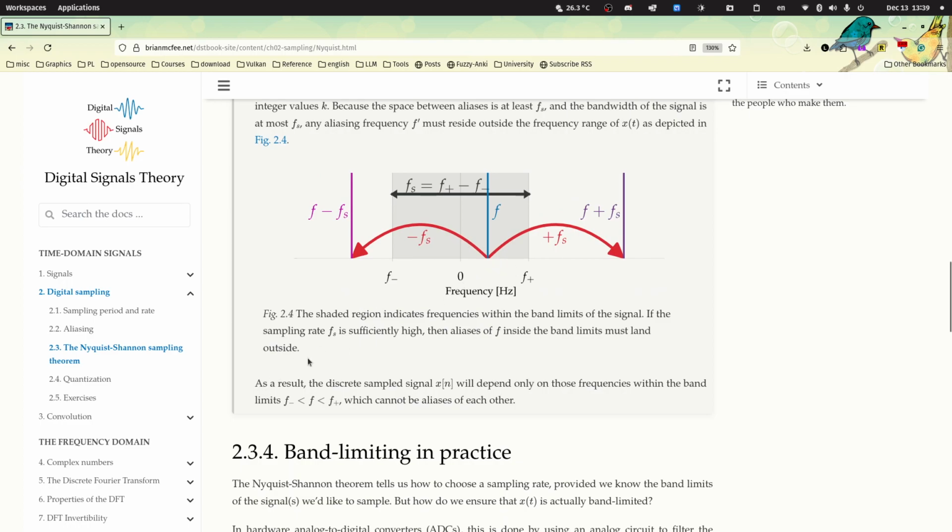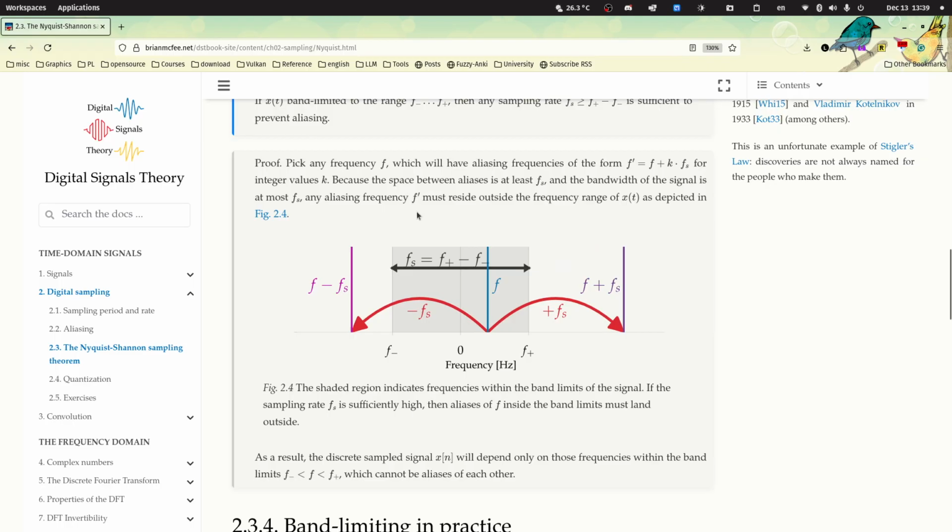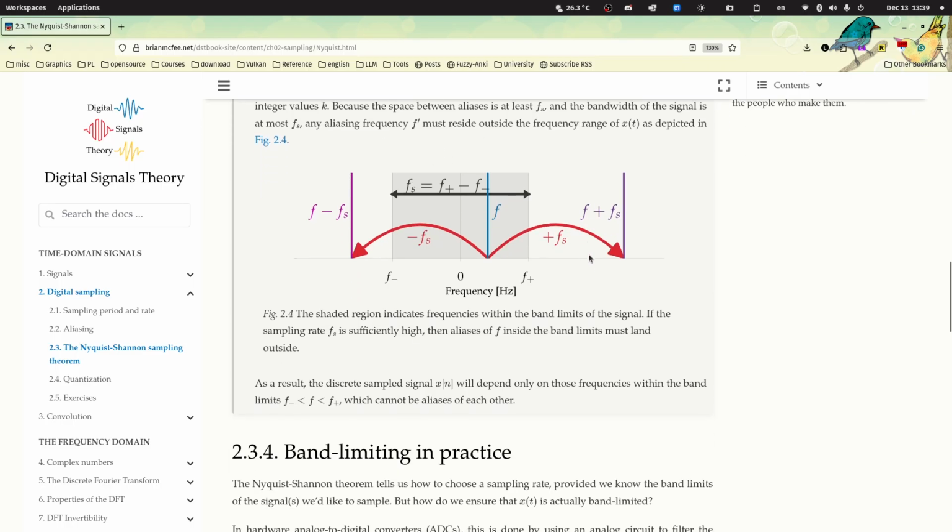As a result, basically any aliasing frequency will be outside of the frequency range of the band limited signal, so the band limited frequencies cannot alias each other.